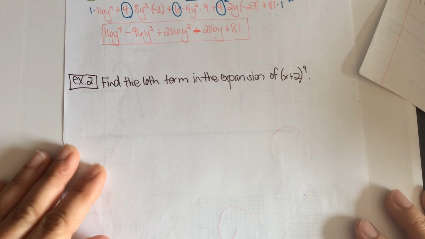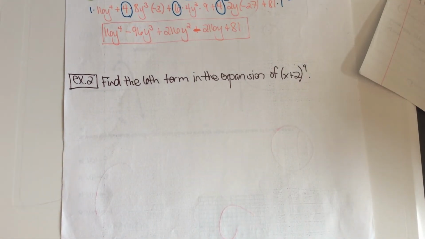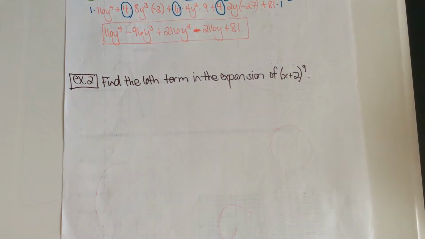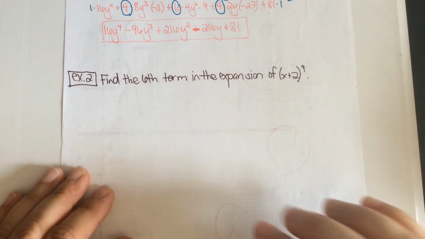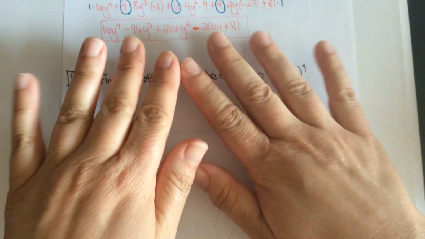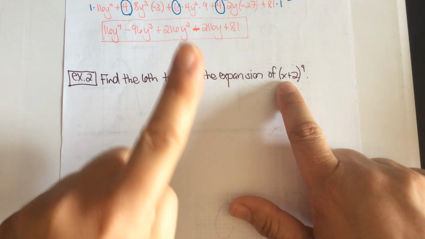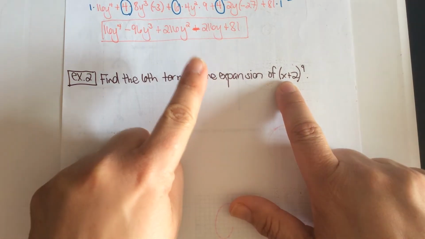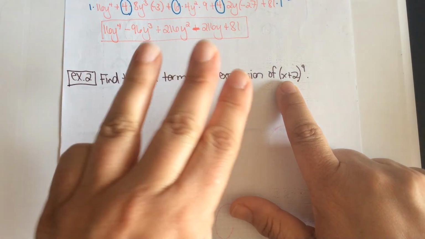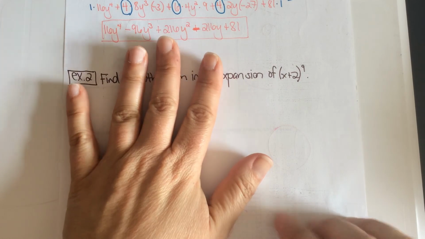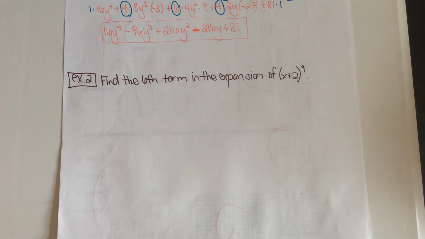All right, so find the 6th term in the expansion of x plus 2 to the 9th. There's a lot of different ways to do this. I'm going to show you how I do it, and you can do it however you want. But what I think of is I want the 6th term, so I'm going to count to 6 on my fingers. And my mouth is going to say the power of x. So the first term has x to the 9th, x to the 8th, x to the 7th, x to the 6th, x to the 5th, x to the 4th. I'm going to write that down.